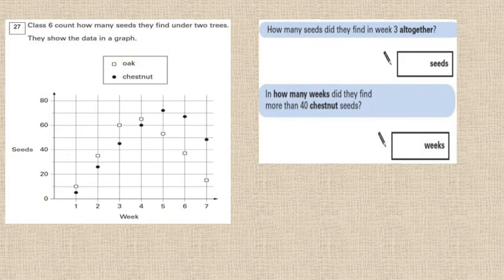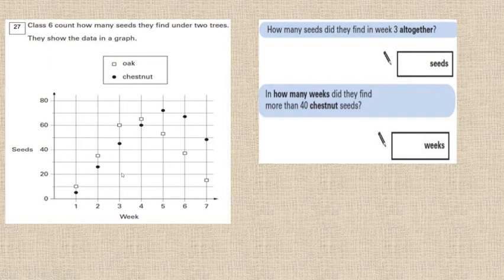Let's answer this question together. Here, let's read it first. Class 6 counts how many seeds they find under 2 trees. They show the data in the graph. So here oak is a square, and chestnut is a circle. So guys, this is the key to reading this graph. So here the x-axis is the week, and the y-axis is the seeds. So I have to read it carefully after I understand what the x-axis represents and what the y-axis represents. And here the chestnut is the dot, and the oak is a square.